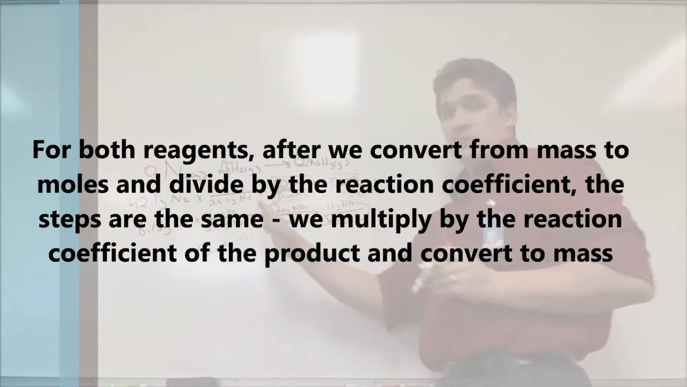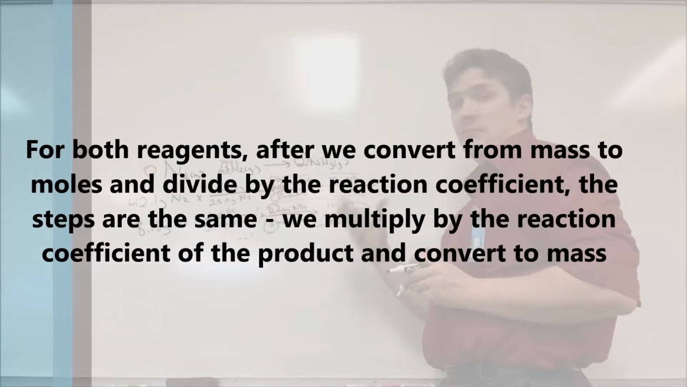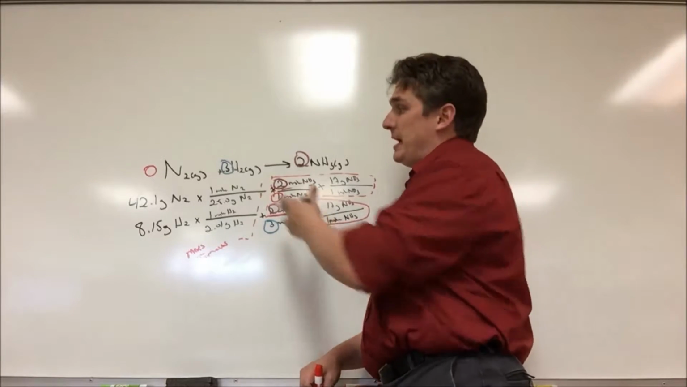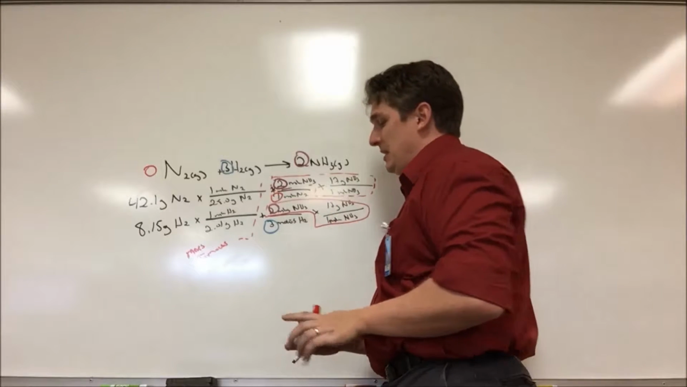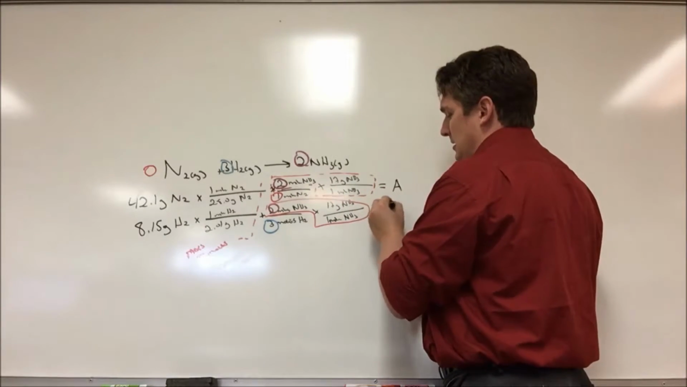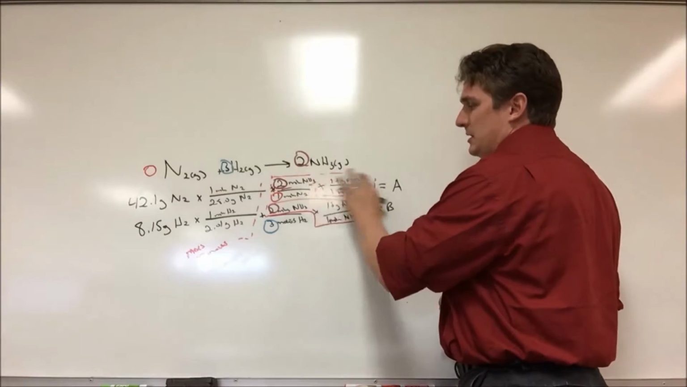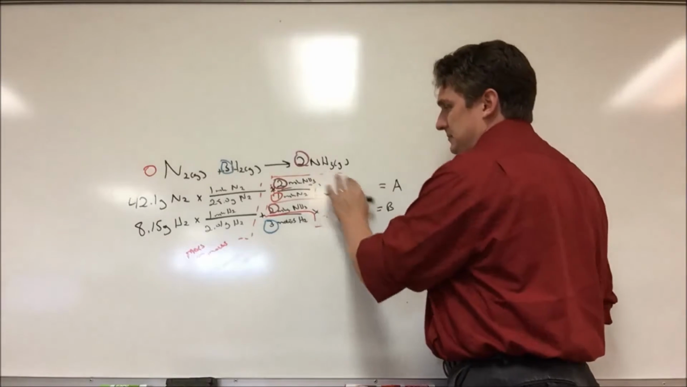So in our first step, we convert mass to moles. The only difference when we figure out the yield of ammonia is that we're dividing by 1 here and dividing by 3 here. And this is the reaction coefficient, which has units of moles of hydrogen or moles of nitrogen. So if this equals some number, we'll say A and B. And now we start pulling things over.